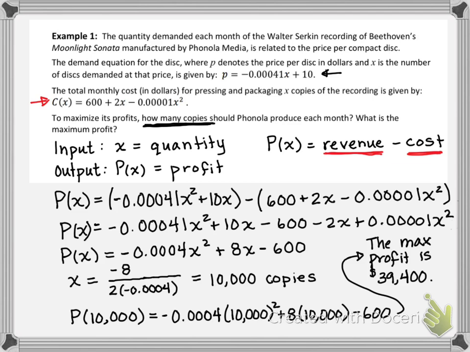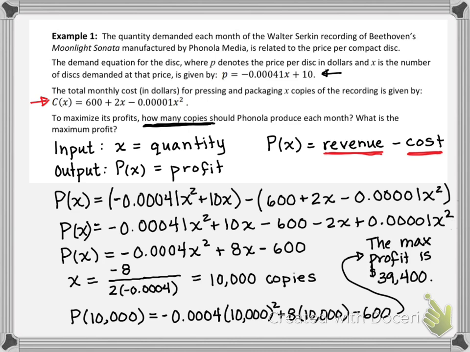I was just gonna say, can you divide the 39,000 by 10,000? So if that 39,400 was the revenue, then we could divide it by the quantity and that would give us a price to charge. But because that takes into account their costs as well, that's their profit after they've made the revenue, subtracted off all the costs. So it won't give us the price to just divide.